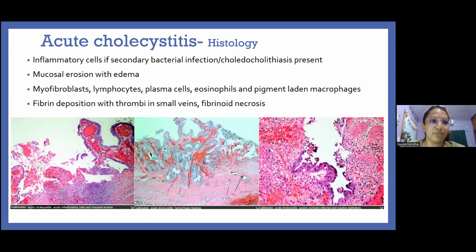So now we can talk about the histology of acute cholecystitis, where there are inflammatory cells if there's a secondary bacterial infection. Mucosal erosion with edema is seen, as well as the possibility of seeing myofibroblasts, lymphocytes, plasma cells, eosinophils, and pigment-laden macrophages. There can be fibrin deposition with thrombi seen in small veins, as well as fibrinoid necrosis.